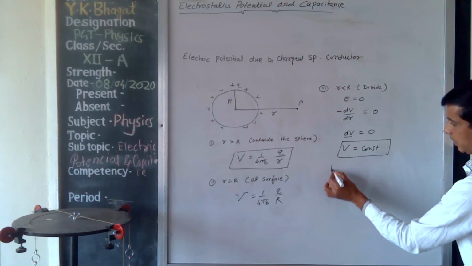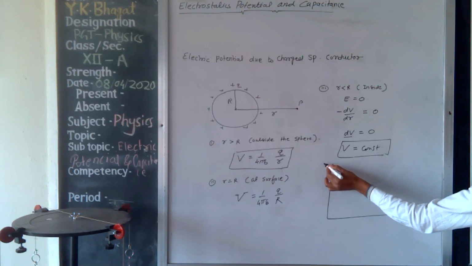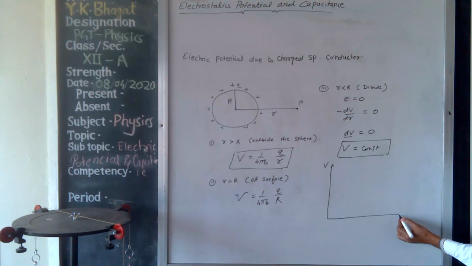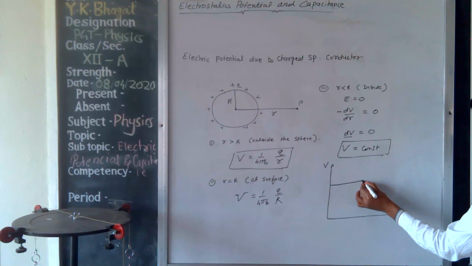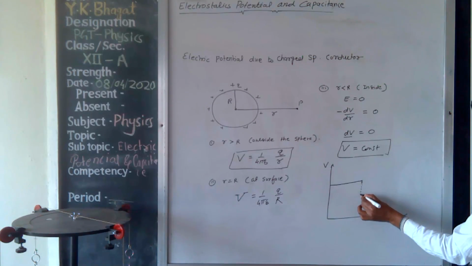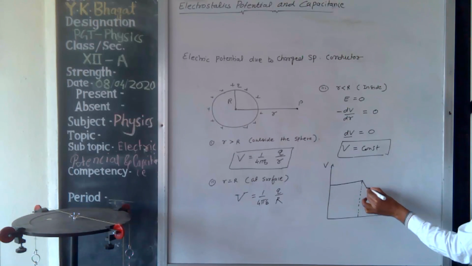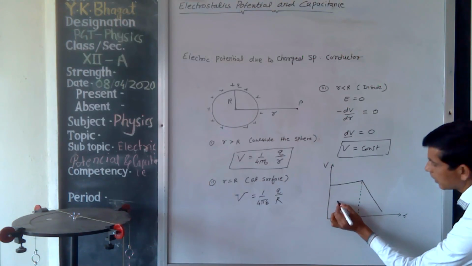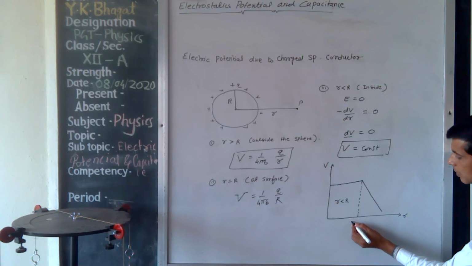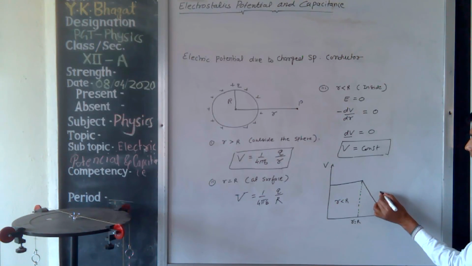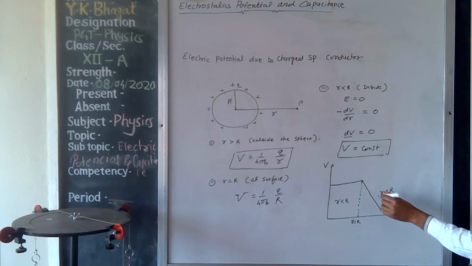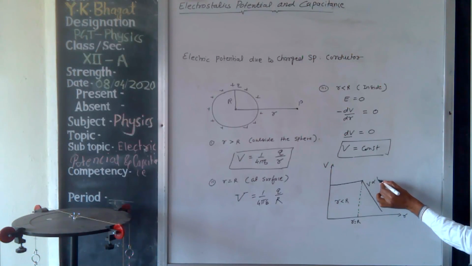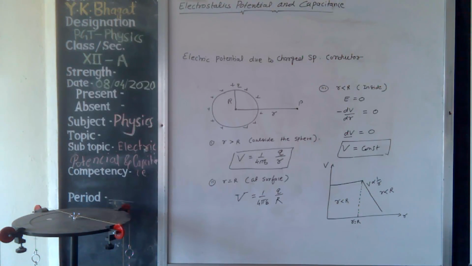The graph of variation of potential with distance is represented here, for r less than R, r equal to R, and r greater than R. This is not a straight line because potential is inversely proportional to r, not r square. And here it is constant, and the constant value is here.